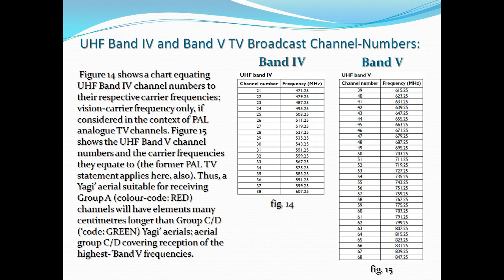Figure 15 shows the UHF band 5 channel numbers and the carrier frequencies they equate to. Thus, a Yagi aerial suitable for receiving group A channels will have elements many centimetres longer than group CD Yagi aerials, aerial group CD covering reception of the highest band 5 frequencies and therefore the shortest of the UHF terrestrial television frequencies concerning wavelength.